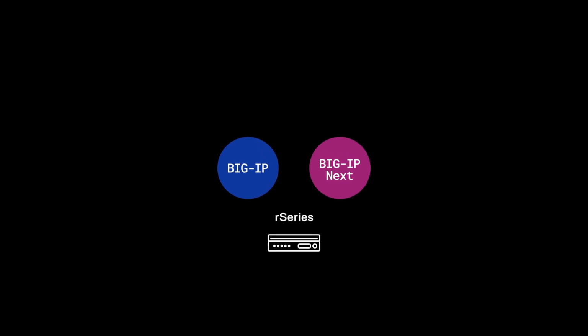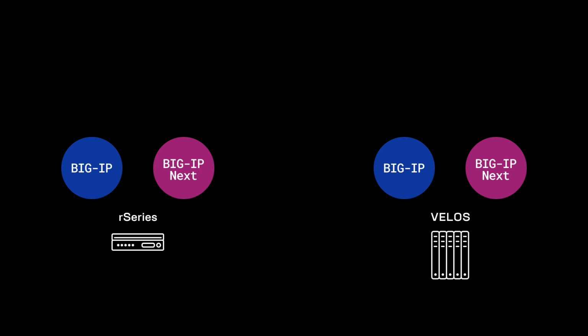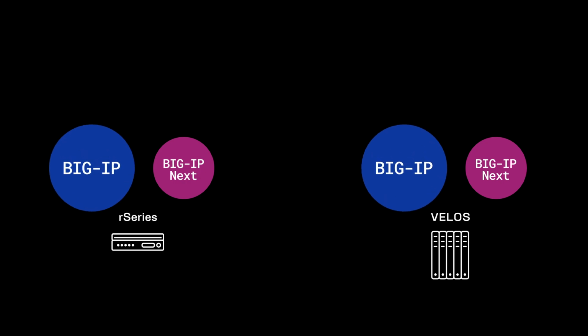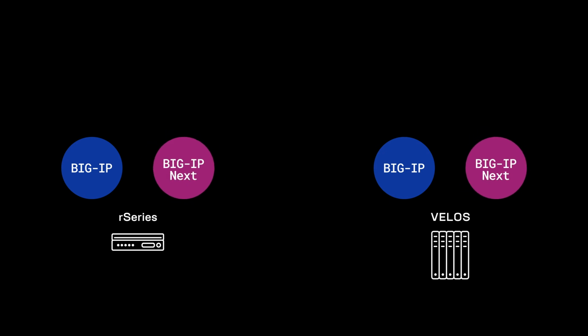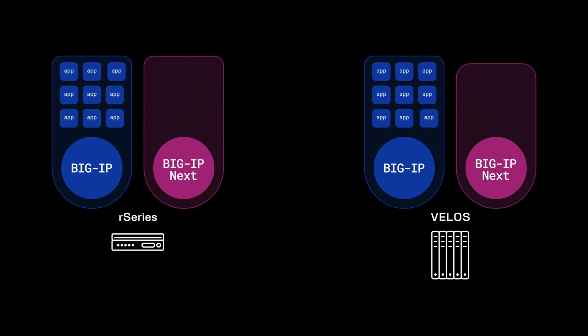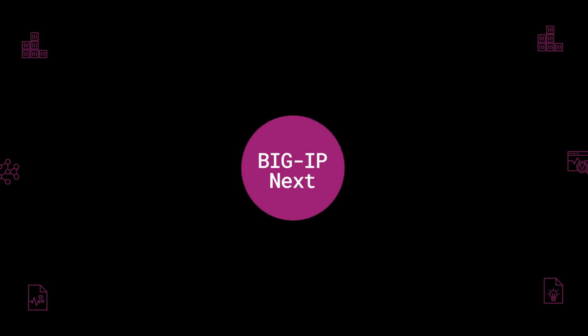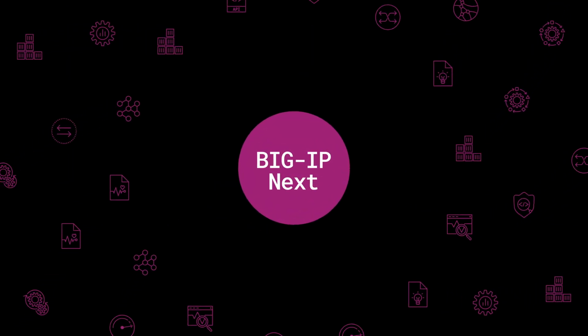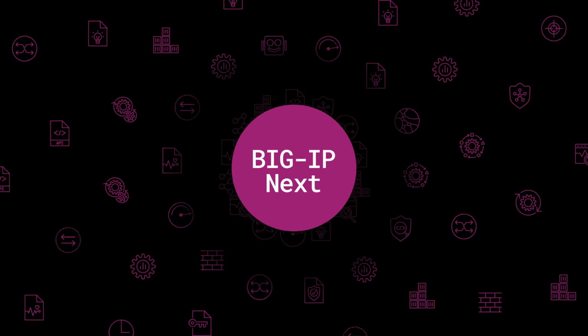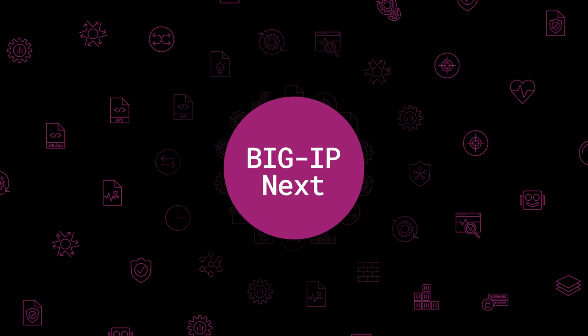And if you're operating F5 R-Series or VELOS devices, their cross-generation multi-tenancy allows you to run both BigIP and BigIP Next side by side. This enables you to migrate workloads on an app-by-app basis and at your own pace. BigIP Next is the same BigIP you know and trust, simply modernized and optimized for the future.